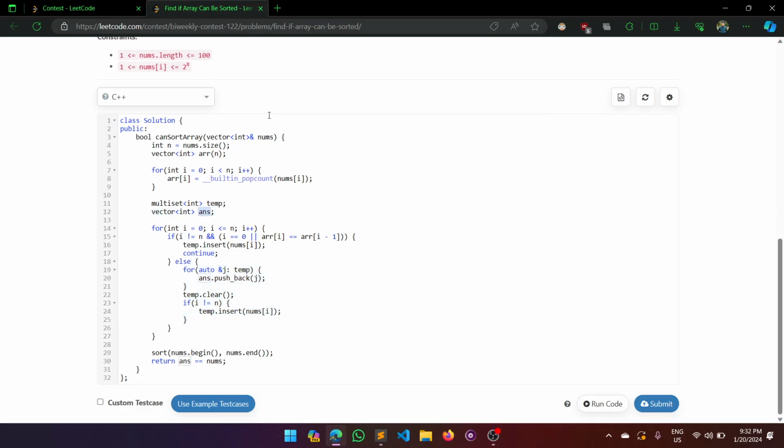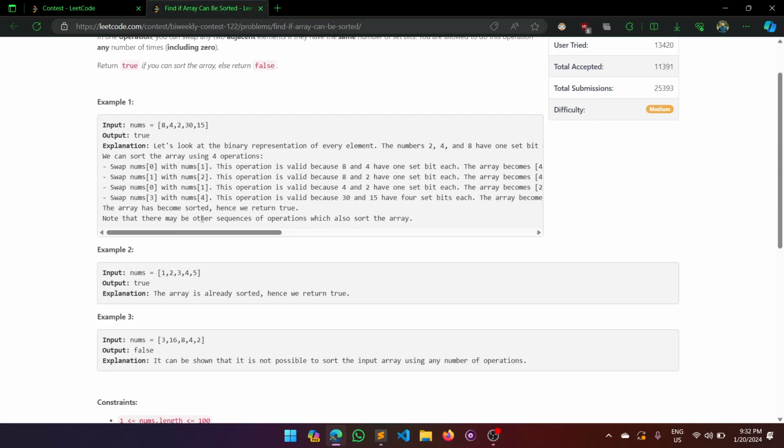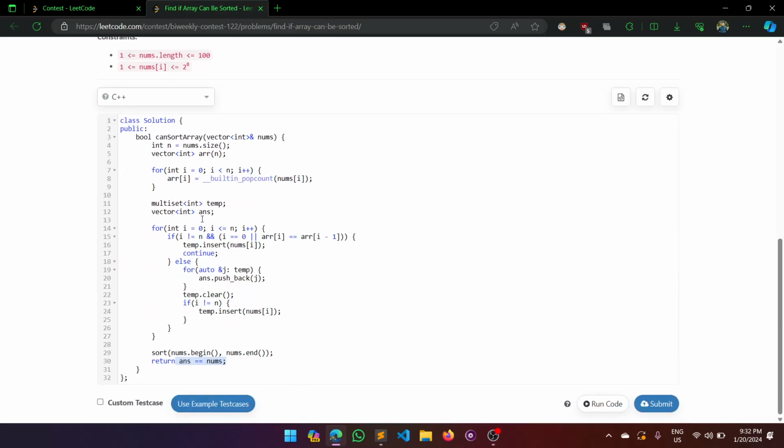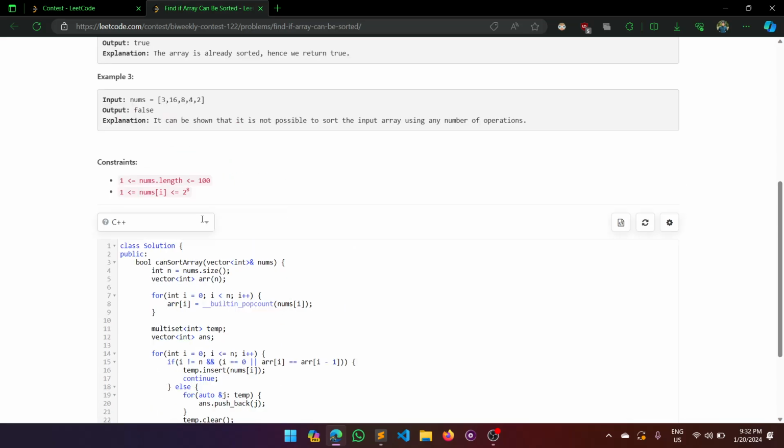At the end, I just have to check if I sort this array, whether answer is in sorted form or not. That's just what I want to check. For that, I'm sorting nums and checking if it's equal to the answer array that I have formed. That way we can always make sure if we can sort the array or not.